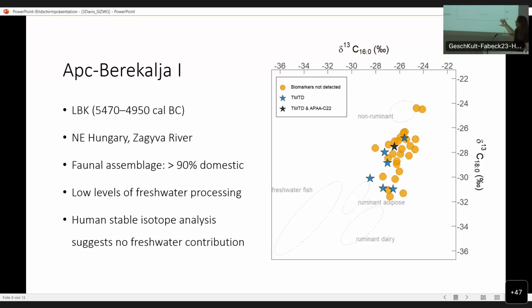But if we look at the pottery residue data, you can see quite a broad range of values in the terrestrial product range, but quite a few of those samples are containing those aquatic biomarkers. So I'd interpret this as potentially some low levels of freshwater processing, but clearly not enough as at the previous site to actually shift them anywhere near the freshwater fish range. And interestingly as well, there was some analysis of human remains from the site, but no freshwater contribution could be identified from that.